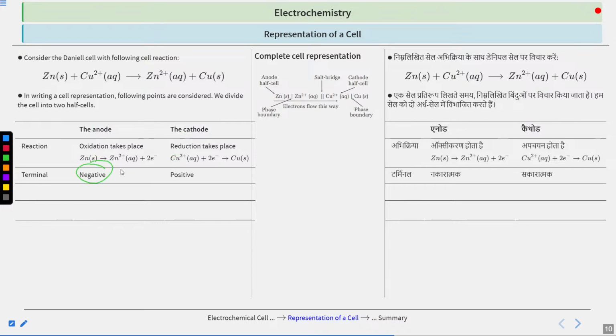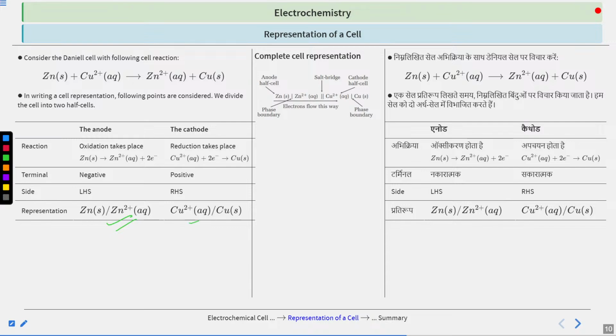If you talk about the terminals, the anode is negative, the cathode is positive, and the side of oxidation is the left hand side. It is just a convention. In real time it does not make any sense, but to keep things simpler, we use a convention that we do oxidation on the left hand side and reduction on the right hand side. And this is the individual representation of each half cell. Zn is going to Zn2+ and Cu2+ is going to Cu.